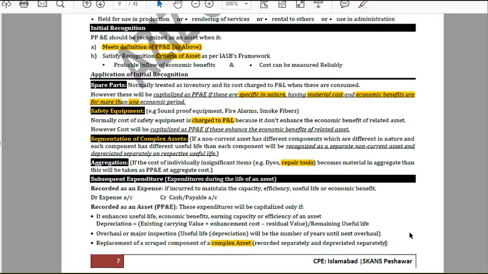So students, these are the few basic points for IAS 16: when to record an asset as property, plant and equipment, and when not to record an expenditure as property, plant and equipment. So this was the basic information on recording of property, plant and equipment.